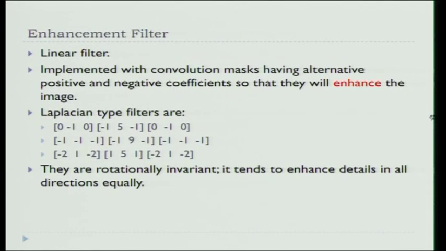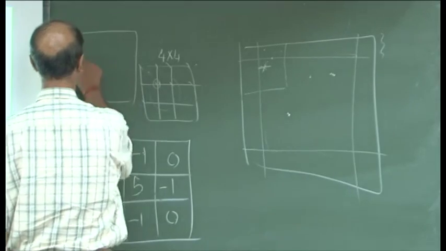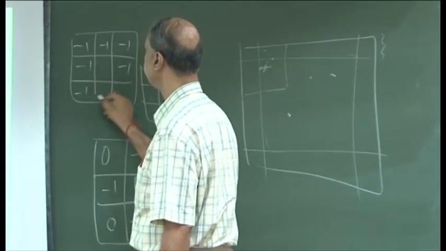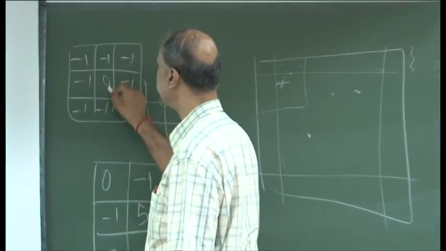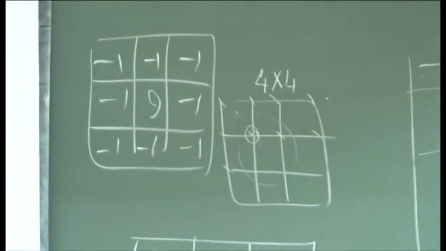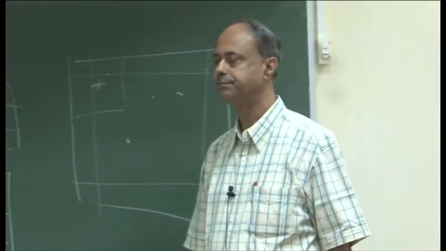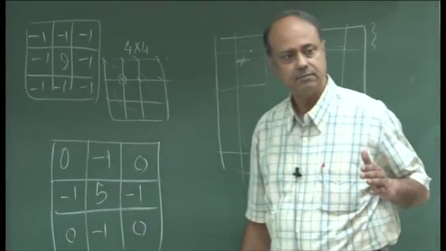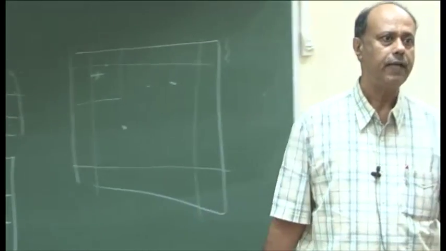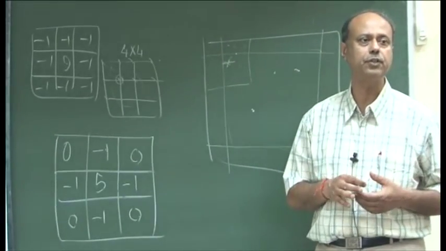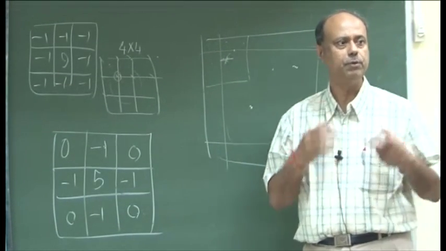Now, think about the second one. Here the weightage I have given is minus 1, minus 1, minus 1, minus 1, minus 1, minus 1, minus 1, minus 1, and here it is 9. Here I am giving equal importance to the vertical and horizontal along with the diagonals. So, in this case you could see the diagonal edges in an enhanced form. In all directions you are getting equal importance, so all of them will be brightened.